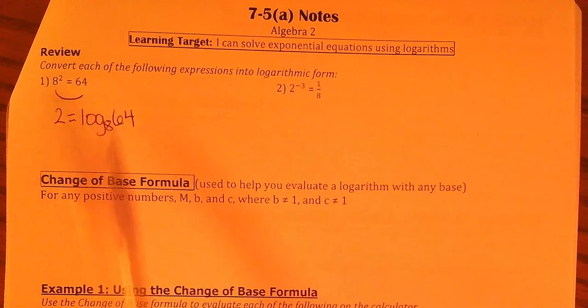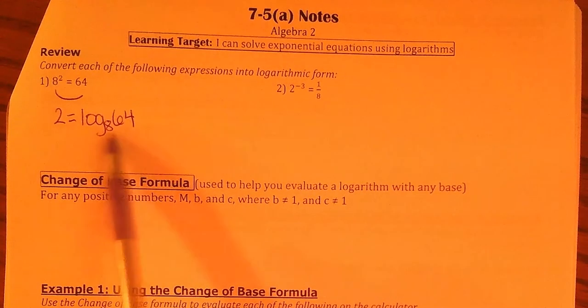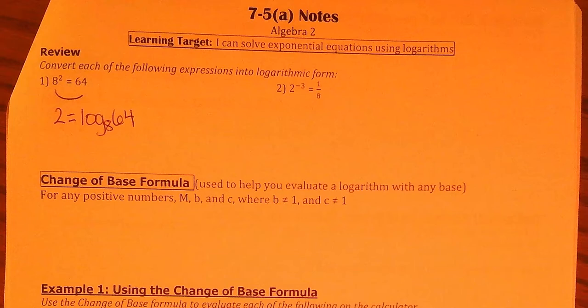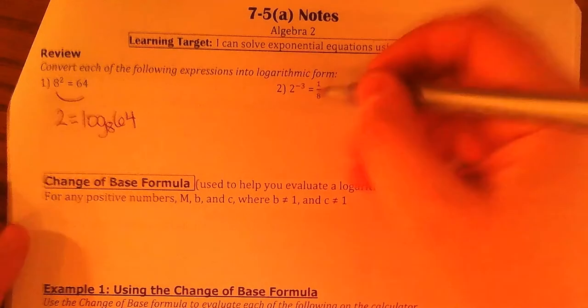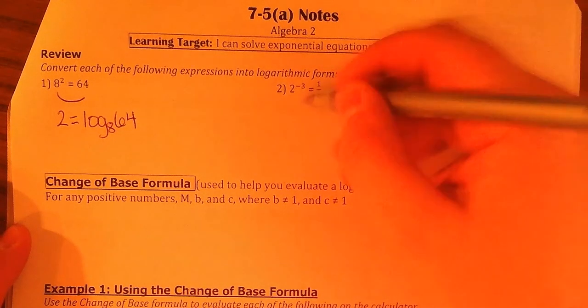This is also a true statement. The base of the exponent becomes the base or the subscript of the log, and you just kind of scooch the 64 down and put a log in front of it. Okay, kind of the same thing here. This is a true statement: 2 to the negative third power is equal to 1/8.